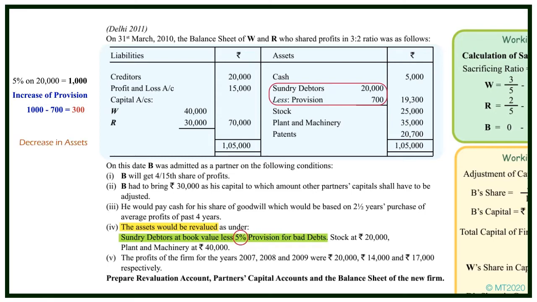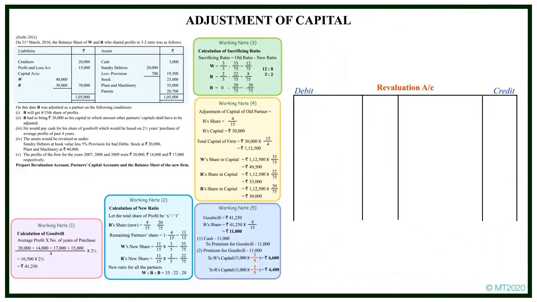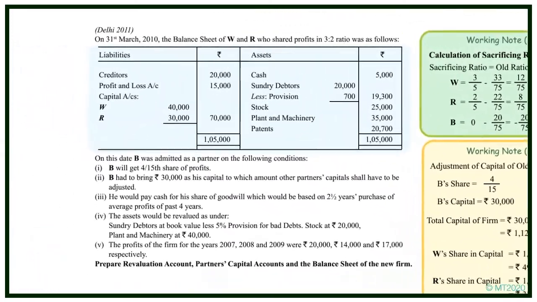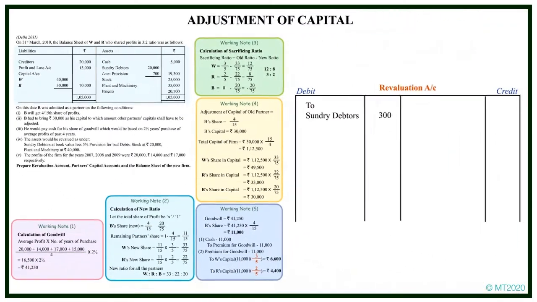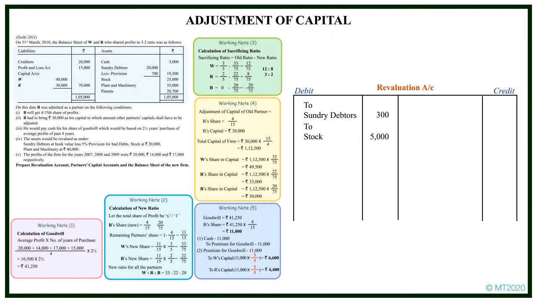So the decrease in assets are debited in revaluation account. So here sundry debtor has been debited by 300. Stock new value is 20,000. Let us check what is the old value of stock in balance sheet. It is 25,000. So stock value has reduced by 5,000. The decrease in stock has been debited in revaluation account by 5,000.